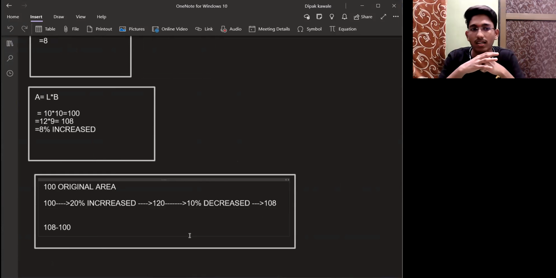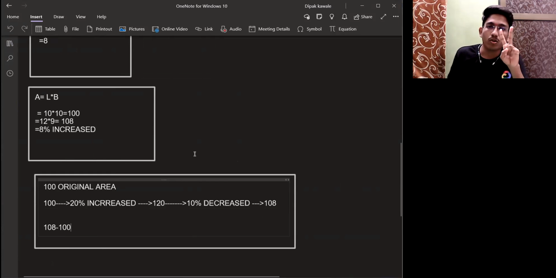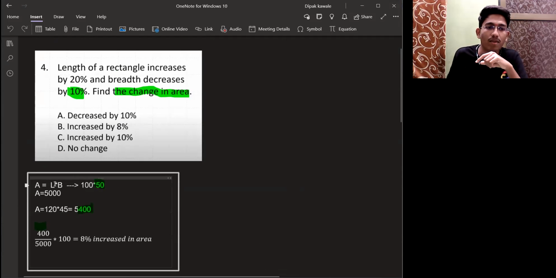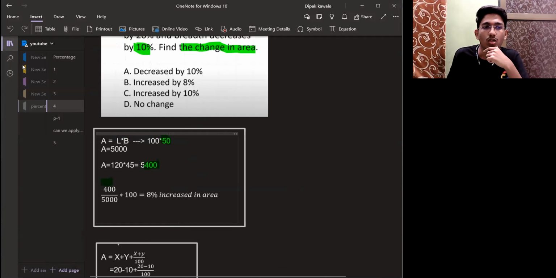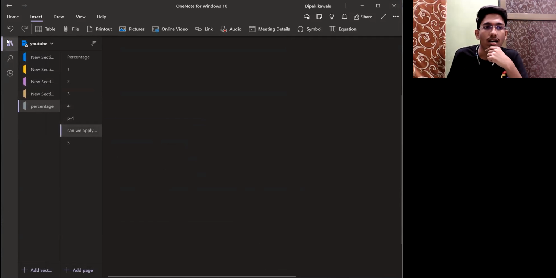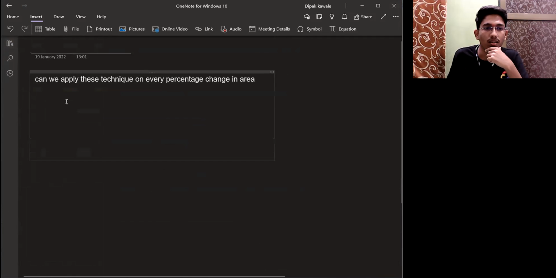Yes, there is one constraint. The two values, look at me, the two values should have a relation of multiplication, then only we can apply this technique. In this problem, length and breadth have a multiplication relation, that's why we have applied this technique. To explain it in more detail, I will take one example.